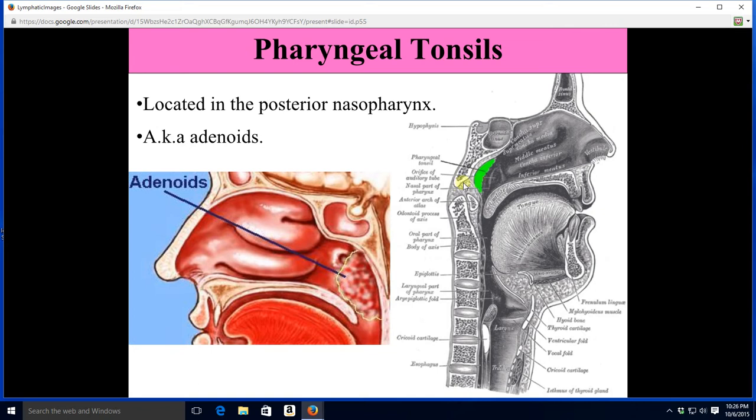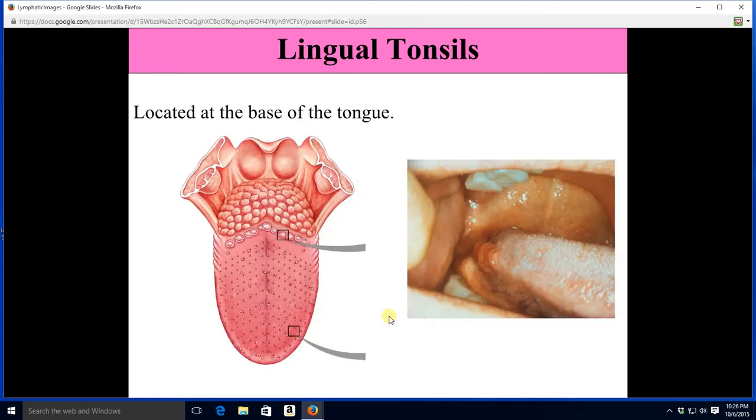The pharyngeal tonsils are often known as the adenoids. They're the ones that can be problematic in that if they get too swollen, they can impair your breathing. Okay, lingual tonsils on the back and the side of the tongue. There they are right there. They're not too exciting.